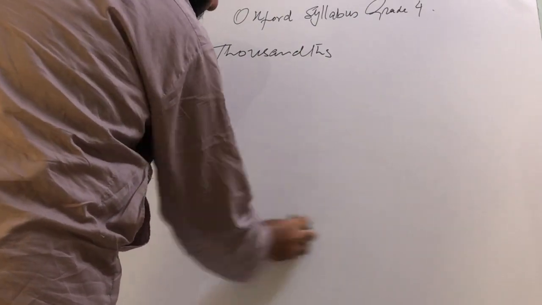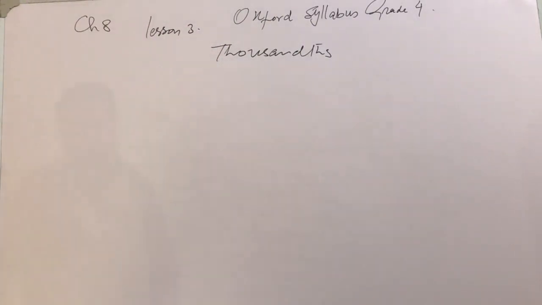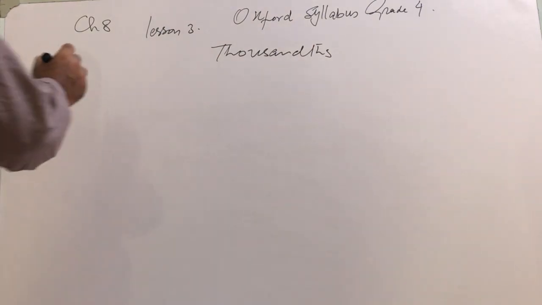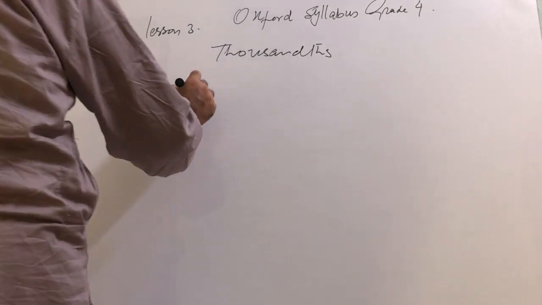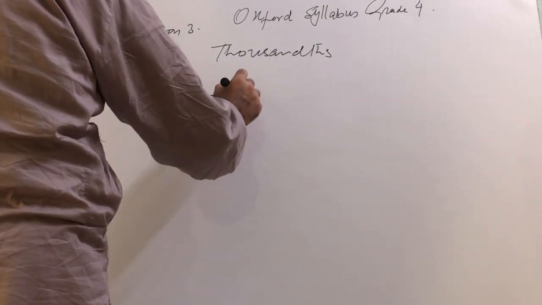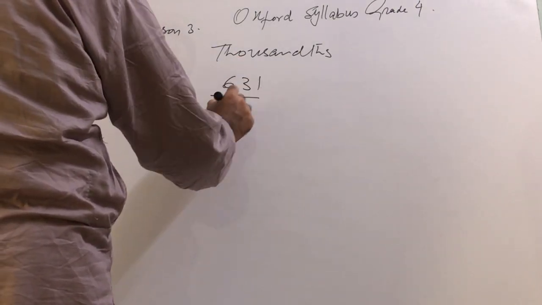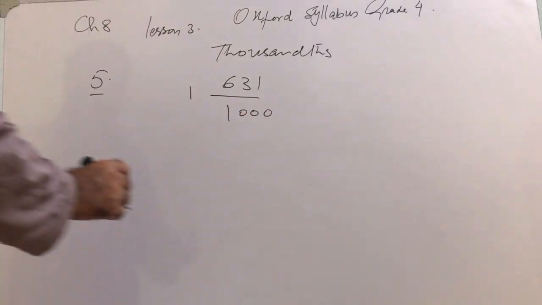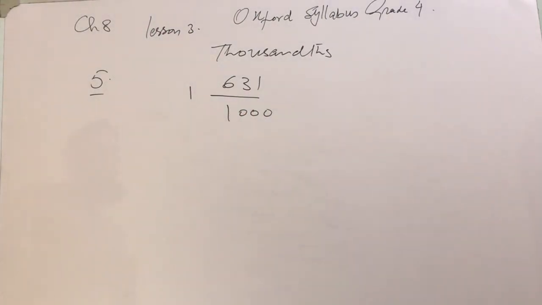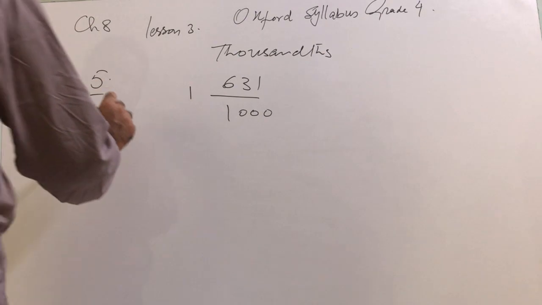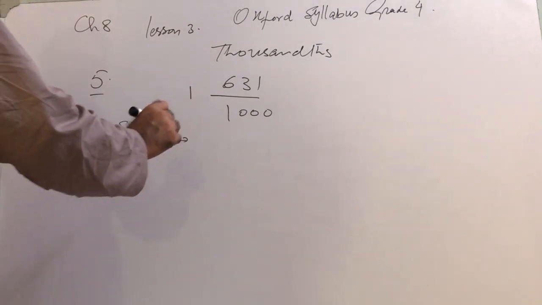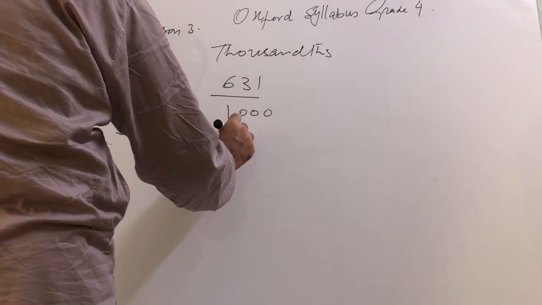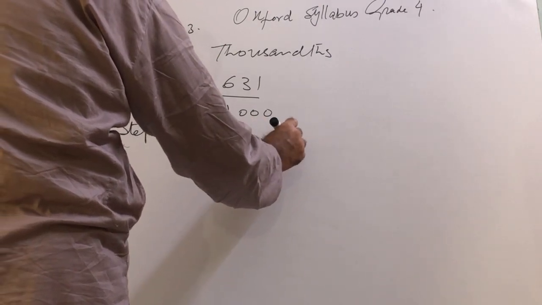Now we will see what's next. Question number 5. It says one whole number 631 over 1000. I'll just give you an idea. It is a 2-step question. Step number 1 is that we need to convert it into improper fraction form.